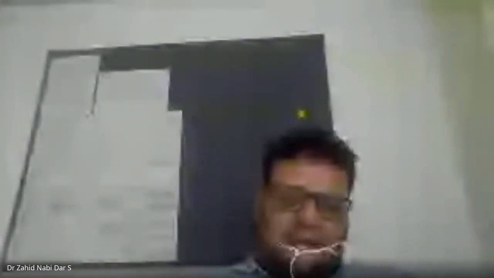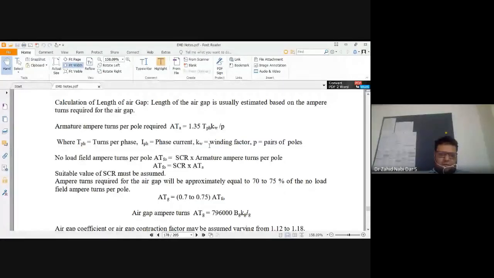If it is not given, you take it as 0.95, or if the values are given, as in yesterday's problem we saw, we can calculate it also, Kd into Kp. P is the number of poles, T phase is turns per phase, I phase is basically the phase current, and Kw, as I already told you, is the winding factor. Winding factor is a multiplication of your distribution factor and pitch factor. Pitch factor is cos alpha by 2. Distribution factor is m sine beta by 2 divided by sine m beta by 2, where beta is whatever value is given. Okay, that value is there.